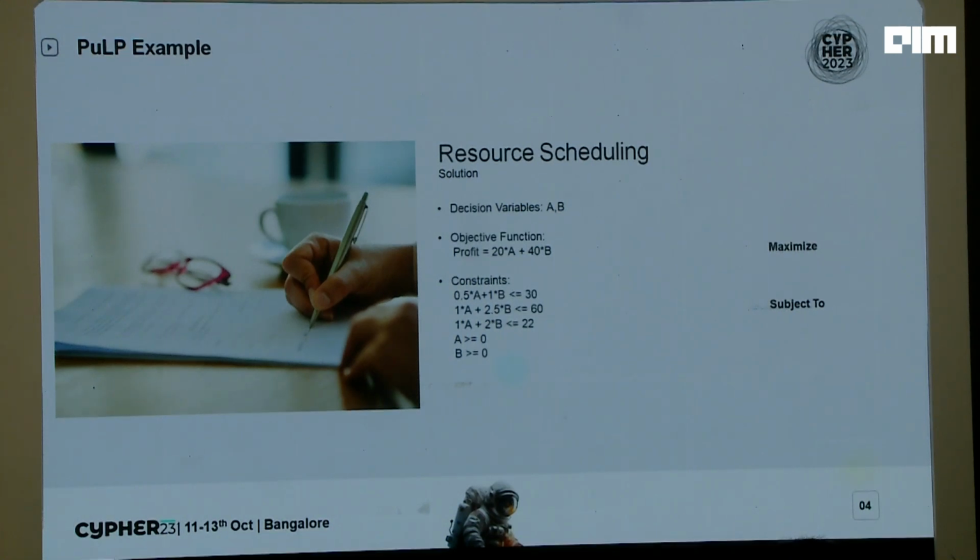Now, how do we go ahead and solve this? So just give me 1 second.